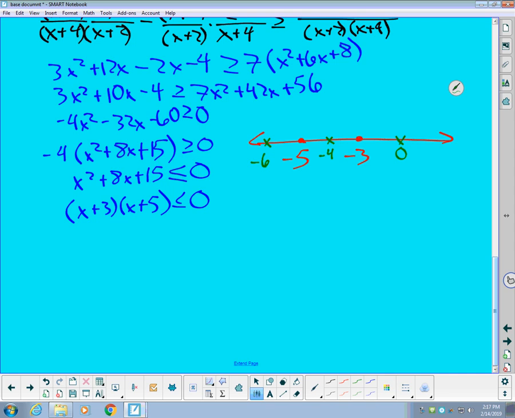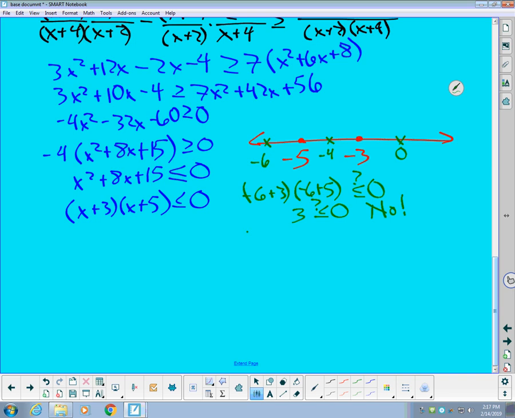If I test the -6 in this, I'm going to get negative 6 plus 3 times negative 6 plus 5. And I want to know, is that less than or equal to 0? That gives me a negative 3 times a negative 1, which is a 3. Is 3 less than or equal to 0? No, it's not. So I don't have any answers over there where the negative 6 is.